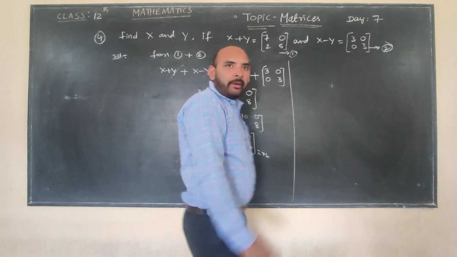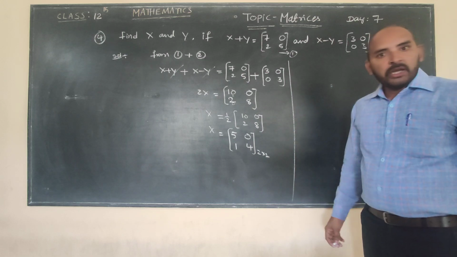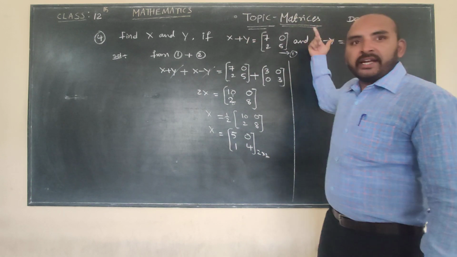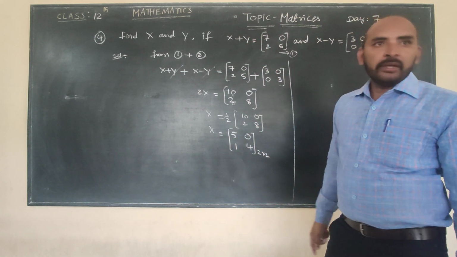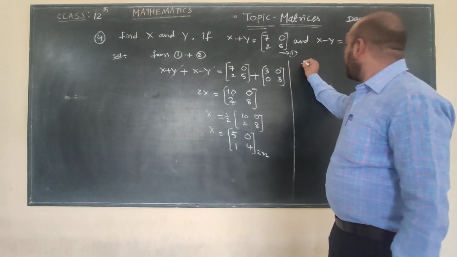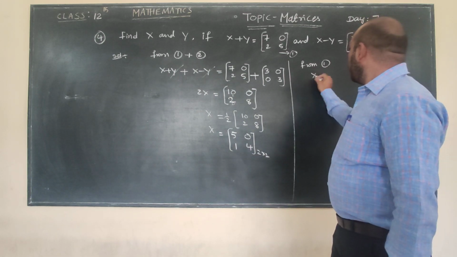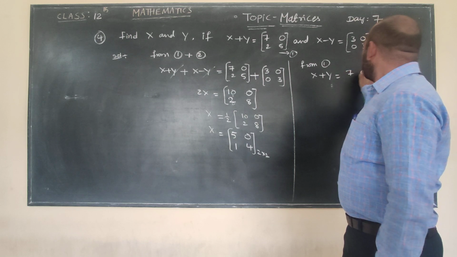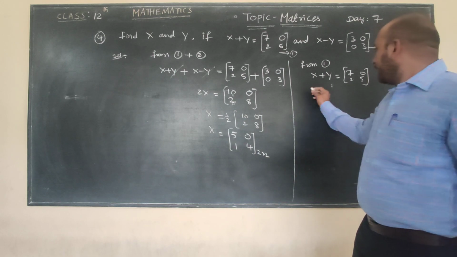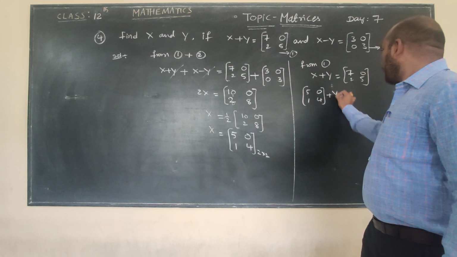Now I want to find capital Y. How to find the capital Y matrix? Substitute this X value in any one of the equations. Otherwise, subtract the first equation and second equation and you will get capital Y. So I am taking the capital X value and substituting it in one equation. What is equation 1? X plus Y equals 7 0 2 5. Capital X matrix is 5 0 1 4, plus capital Y equals 7 0 2 5.